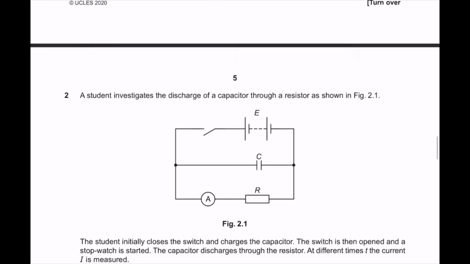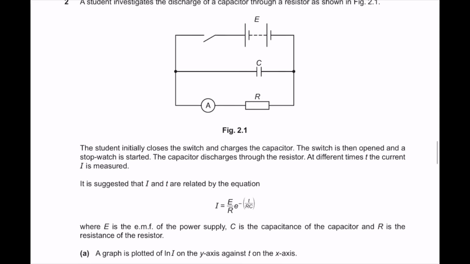Question number 2 says, a student investigates the discharge of a capacitor through a resistor, shown to us. This is the supplied voltage, this is the key, and it is attached with a capacitor and an ammeter, with a resistor parallel to the capacitor. The student initially closes the switch. This switch is closed and charges the capacitor. The capacitor is charged by switching on the circuit.